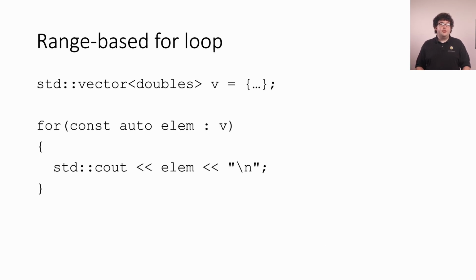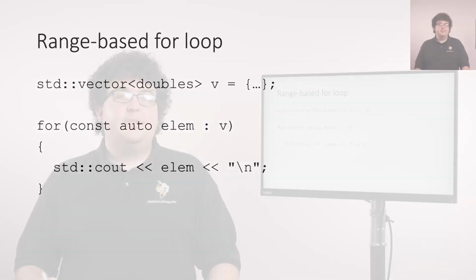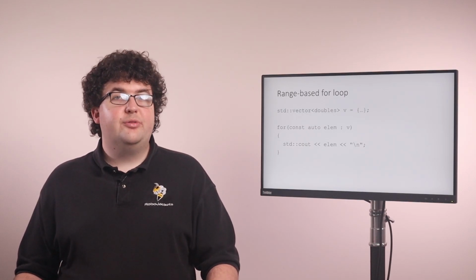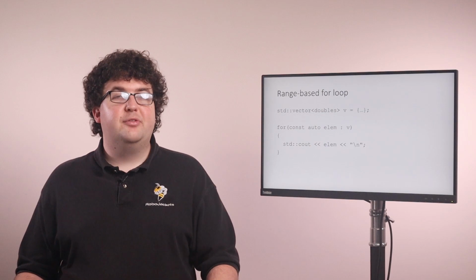It's also worth noting we can use the const and auto keywords here. The auto keyword will tell the compiler to figure out the type of the elements for us, and we can mark this variable const as this is just a read-only loop through the container. This range-based for loop syntax is super convenient and a good tool to reach for when you're writing an algorithm that loops over a whole container.